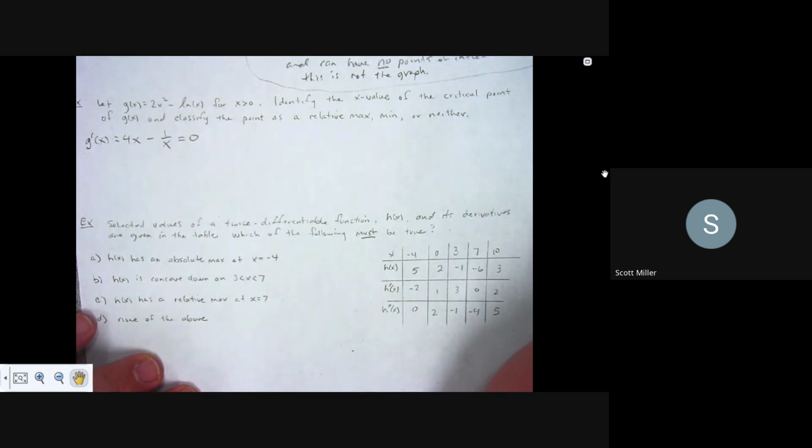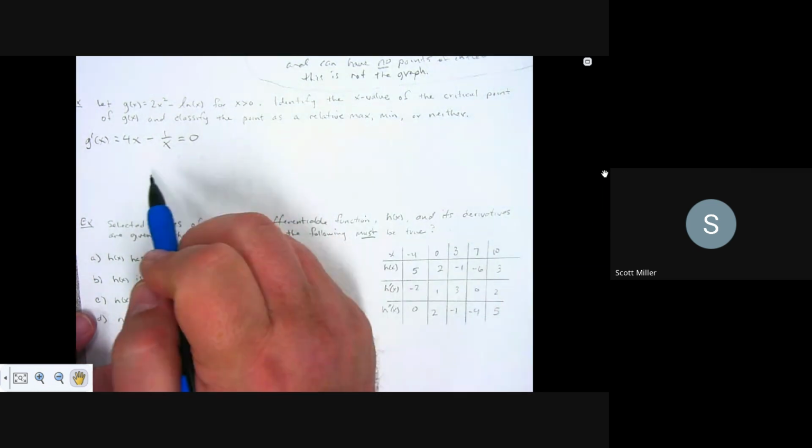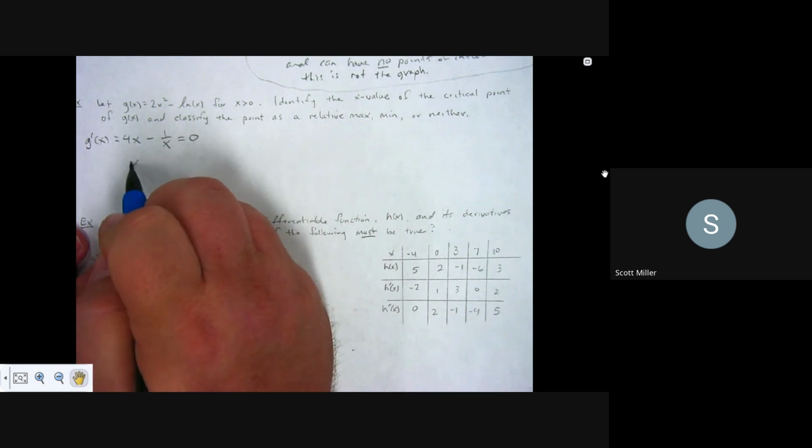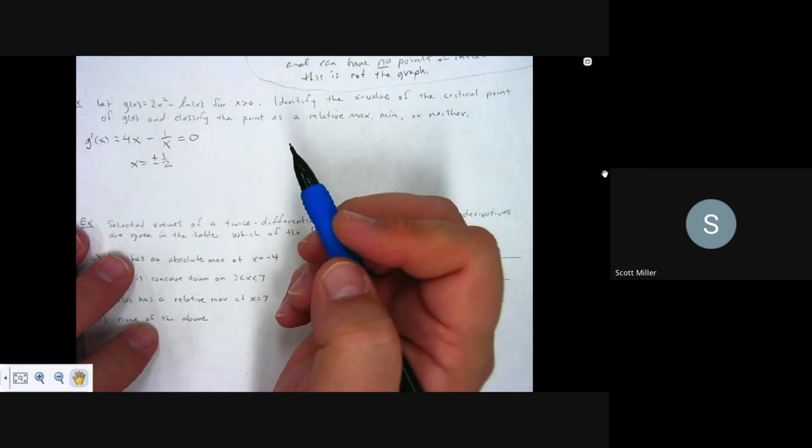I can also look to see where it's undefined. It's undefined at 0. But since I'm only defined for numbers bigger than 0, that one undefined point does not count. So where is this thing equal to 0? You can solve this out and work it all out, and you will get it at x equals plus or minus 1/2. That takes a little bit of time in the video.